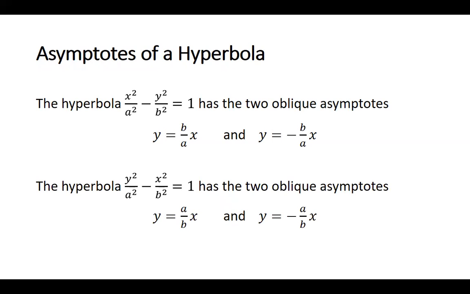If we have the hyperbola y squared over a squared minus x squared over b squared is equal to 1, the two oblique asymptotes are at y equal to a over b x and y equal to negative a over b x. Notice that a is associated with y and b is associated with x. So again, you're going to have the tables available to help you with this, but it's just a way that you can remember which way it goes. For the slope, on the top is always going to be what's associated with y, and on the bottom it's going to be whatever's associated with x when we create our rational functions.